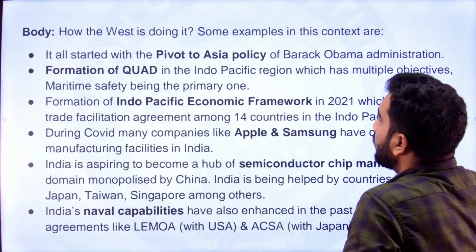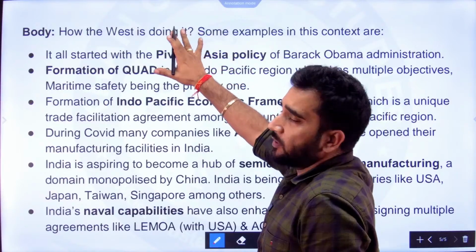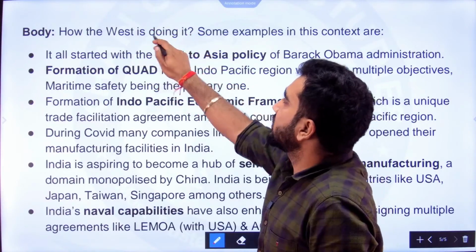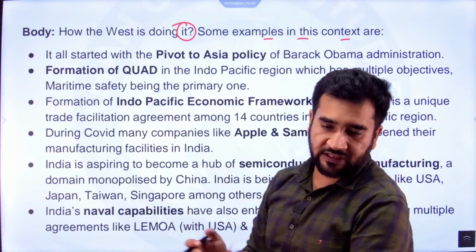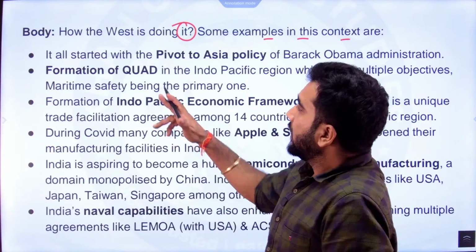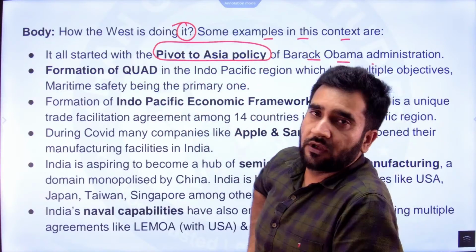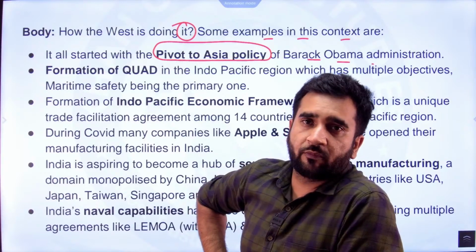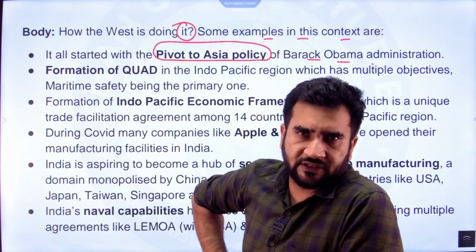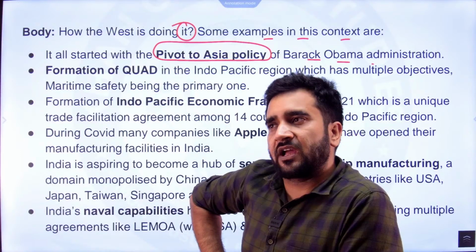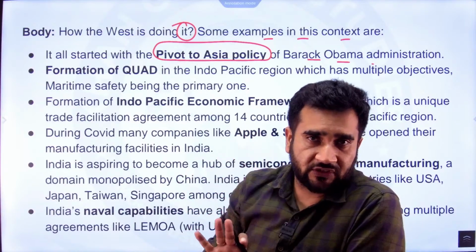Now, in the body, how the West is doing it, how the West is partnering with India, the context of the question being India only. Some examples in this context, because you have to explain with examples. It all started with the pivot to Asia policy of the Barack Obama administration, launched when Barack Obama was the president, somewhere around the early 2010s. Pivot to Asia, where America wanted to promote all those countries in Asia apart from China to contain China's rise.